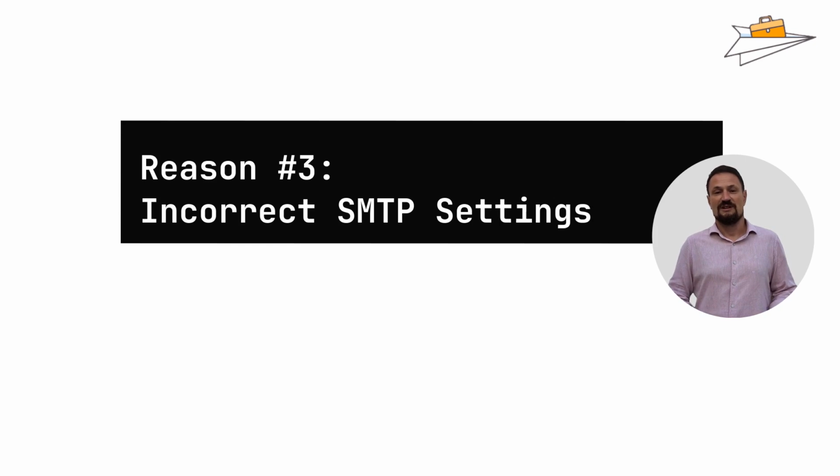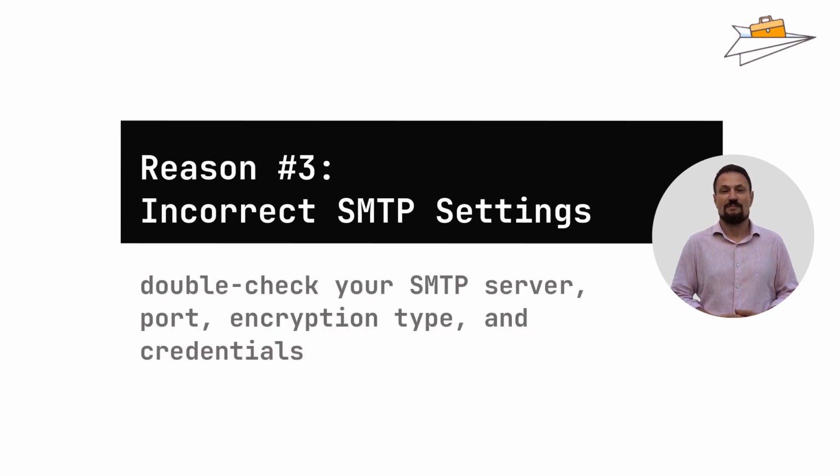Reason number 3, incorrect SMTP settings. If you've just set up a new email client or reinstalled one, your outgoing mail settings might not be configured properly. With a wrong port number or server address, your email won't go anywhere. So double-check your SMTP server, port, encryption type, and credentials.